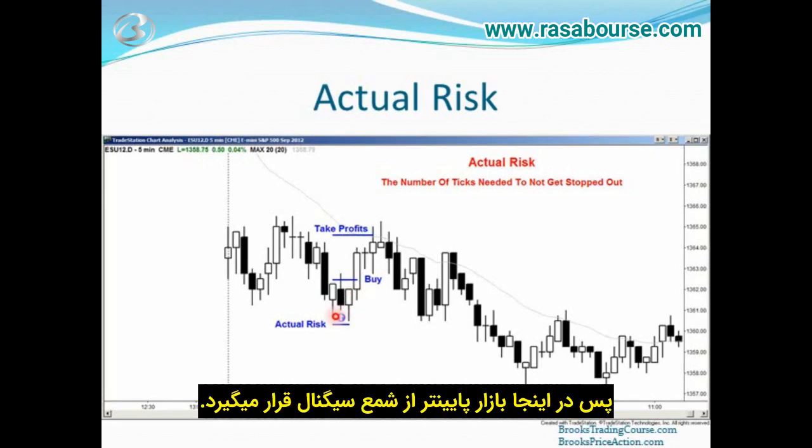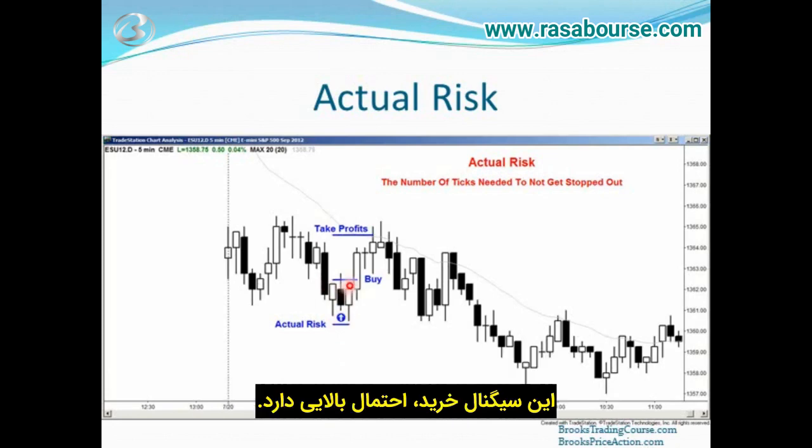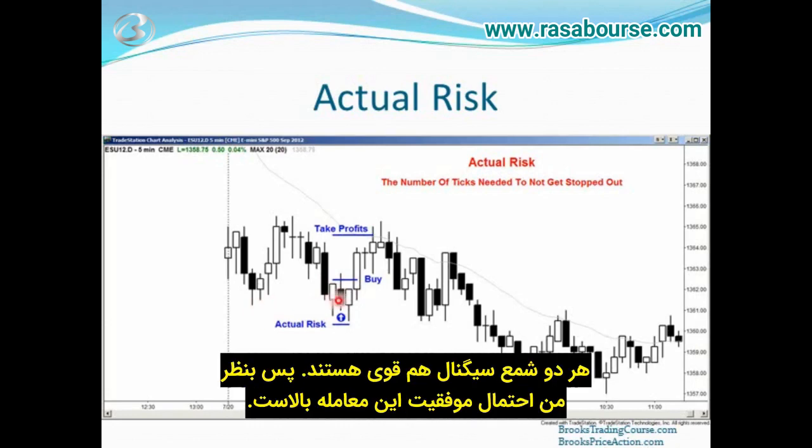So at this point, the market goes below your signal bar. Many traders would buy more right here if they were not stopped out. If they were stopped out, they would buy anyway. So this is a fairly high probability buy signal. It's a second reversal from a new low of the day on a trading range day, and both signal bars were strong. So this is, I think, a highly probable trade.